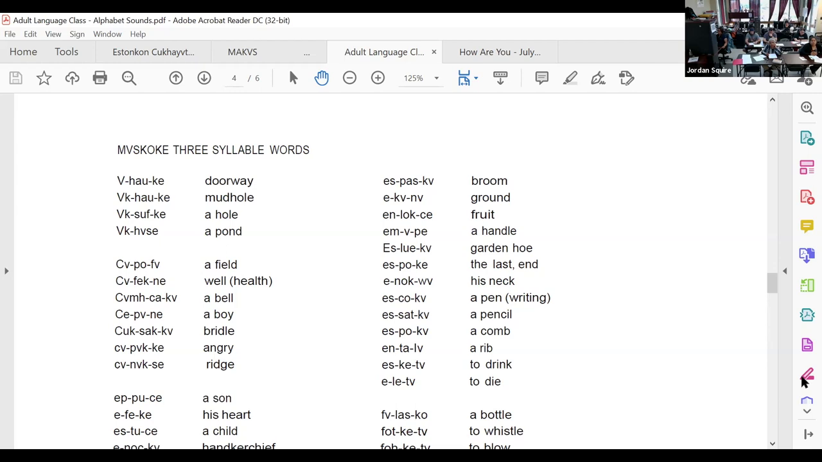Igana. Fruit, Lokchi. It says in Lokchi, but you would have to add an ido in Lokchi if you said in Lokchi. So you would just say Lokchi. Okay. A handle, Imabi. Ooh, this is a hard one now. Garden hoe, Isliga. Yeah. The last or the end, Isfogi. We got some hymns like that.